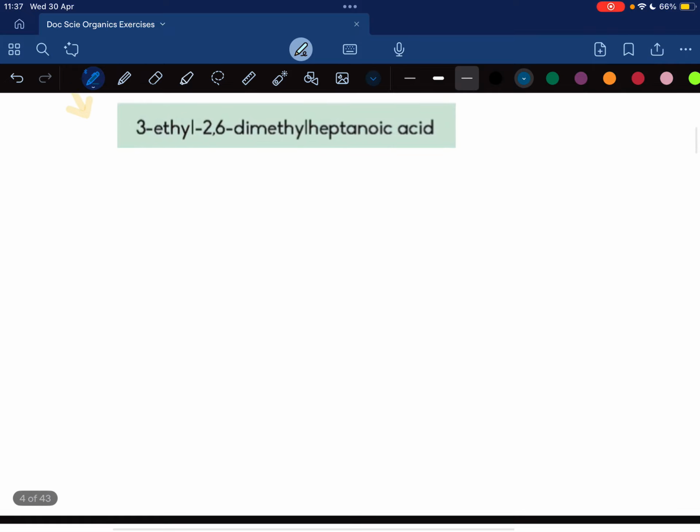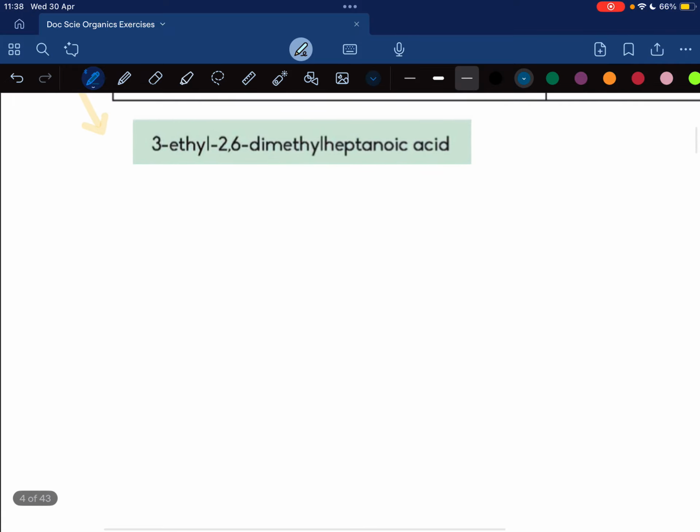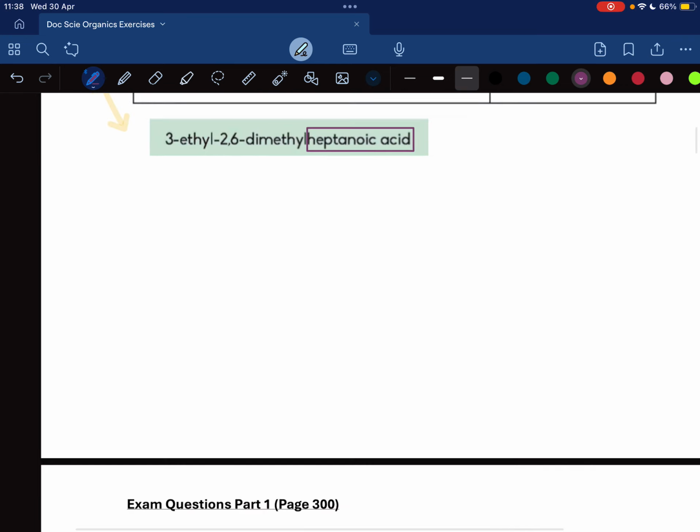Okay, so let's have a look. Always start with the functional group, right? It's a noic acid, which means it's a carboxylic acid, and it's a heptanoic acid. So this is where you should start, is by saying, okay, well, there must be 7 carbons in the longest carbon chain, so let's start with that.